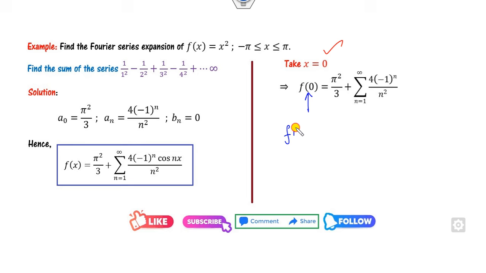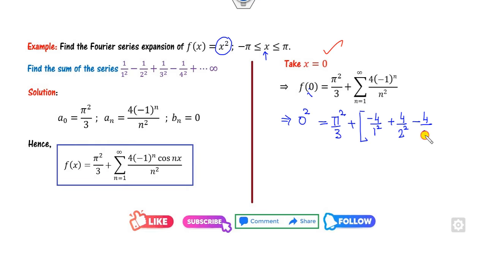Now your target is to find this value. Check whether at x equal to 0 the function is continuous or discontinuous. Clearly x equal to 0 lies in between them, so the function is continuous. Once the function is continuous, the value you can obtain directly from this side. So what is f of 0? 0 square, which is equal to pi square by 3. I can open this one. You can substitute n is 1: it is minus 4 over 1 square. When n is equal to 2, it is plus 4 over 2 square. Minus 4 over 3 square and so on.